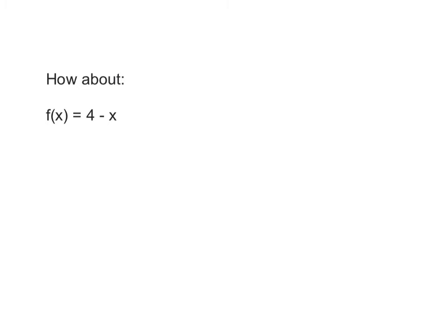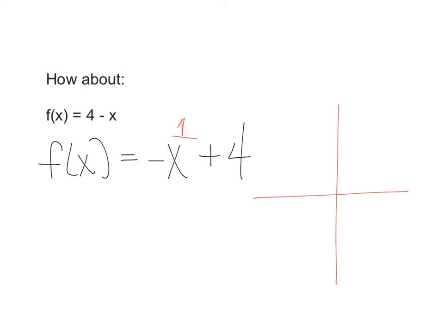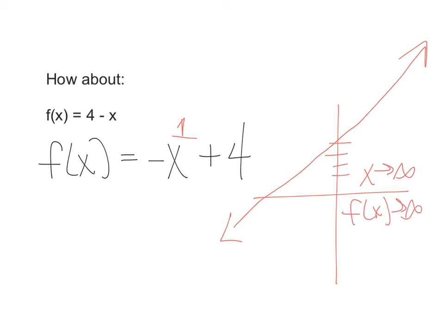Okay, what about f of x equals 4 minus x? I would say that it's negative leading coefficient, but is it even or odd? Well, to the first power is odd, so it's a linear function. Does it follow the end behavior? I didn't graph that well. It does. As x goes to infinity, f of x also goes to infinity. As x goes to negative infinity, f of x also goes to negative infinity.